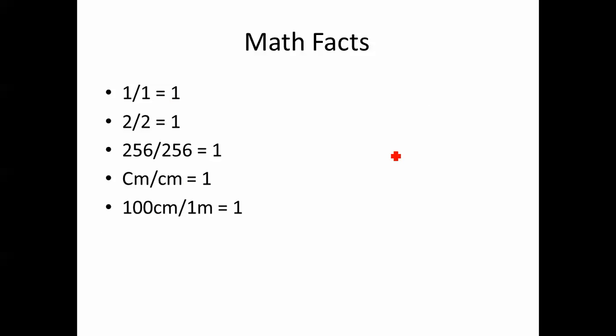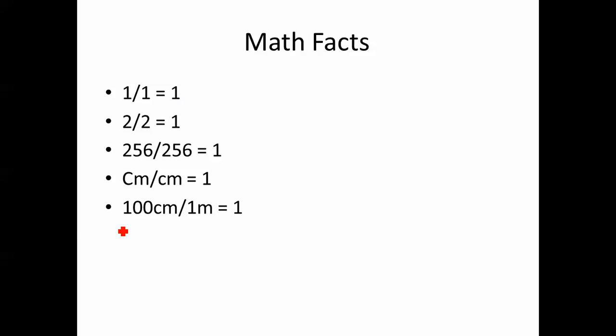The other thing you need to understand are some basic math facts. If you see the fraction 1 over 1, that equals 1. If you see the fraction 2 over 2, that also equals 1. Any number over itself is always 1, and you can do the same thing with units. A centimeter per centimeter also equals 1 because those units cancel out.